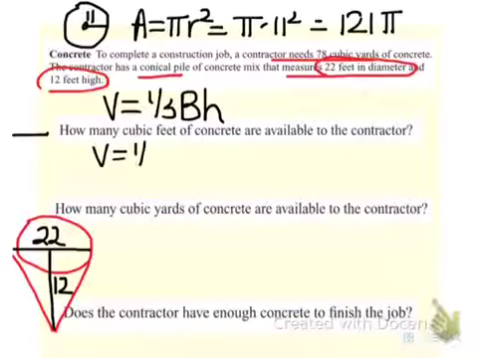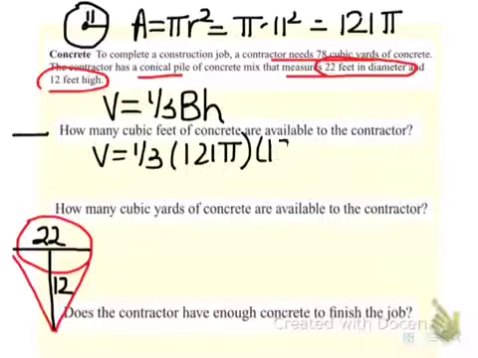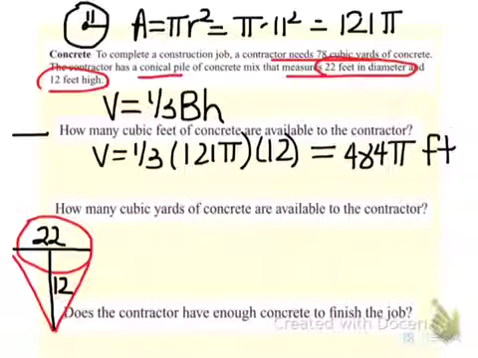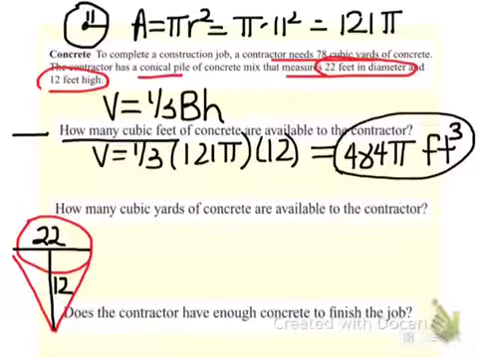So I know the volume is equal to 1/3, the area of the base is 121 pi, and the height of the cone is 12. If I put that in the calculator, I find out that I have 484 pi, and that's cubic feet, which is feet to the third power, because volume is always to the third power. So I've answered question 1, how many cubic feet of concrete? I have 484 pi cubic feet.